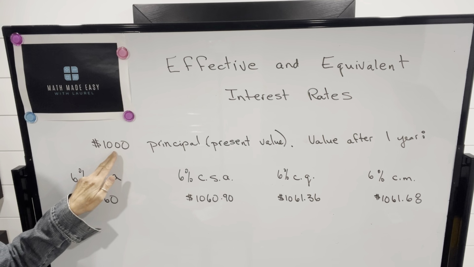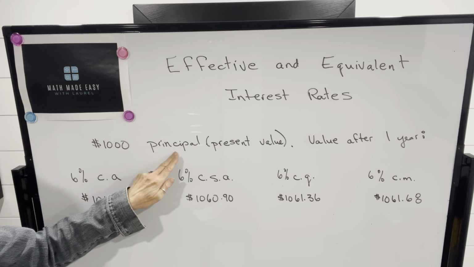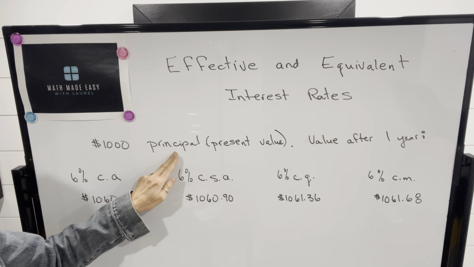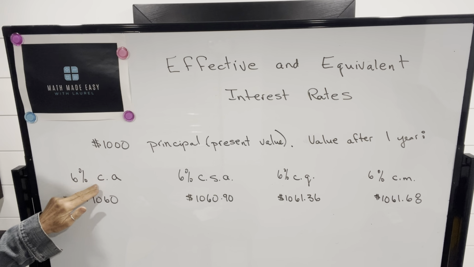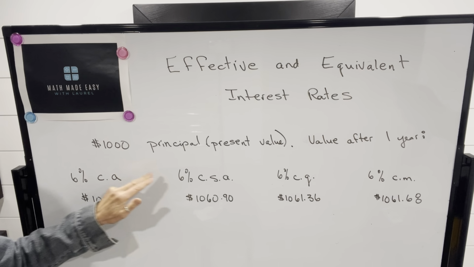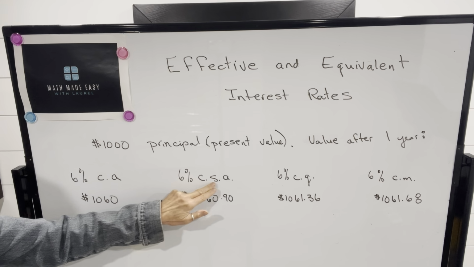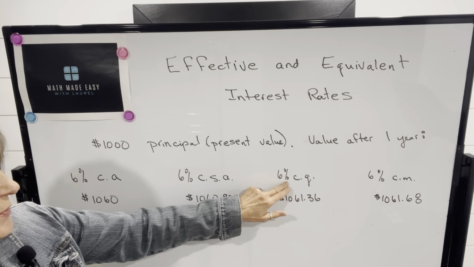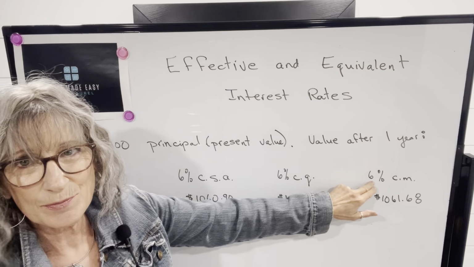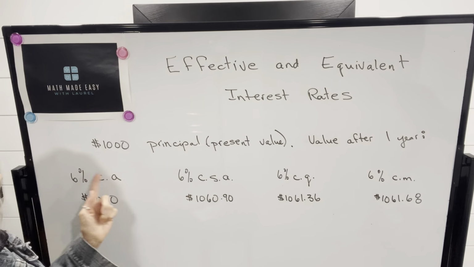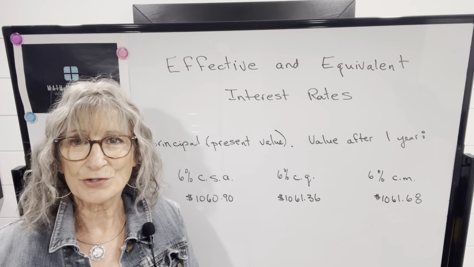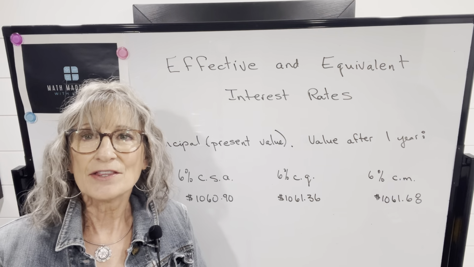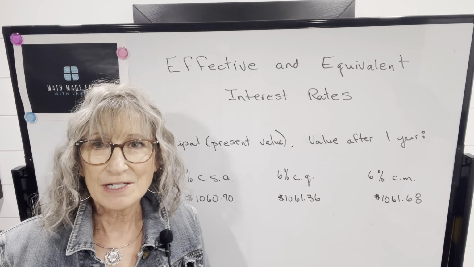Let's say we had $1,000 principal, which would be our present value, and we invested it in different accounts for a year. One of them had 6% interest compounded annually, one was 6% compounded semi-annually, 6% compounded quarterly, and 6% compounded monthly. They're all the same interest rates, but because of the different compound periods or frequency of compounding, the future values are going to be different.